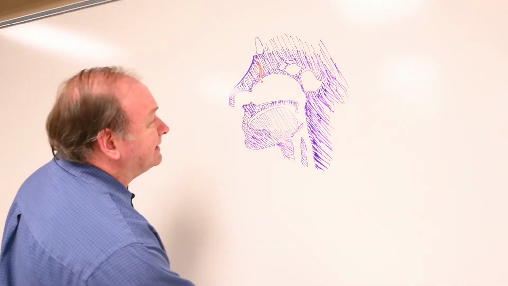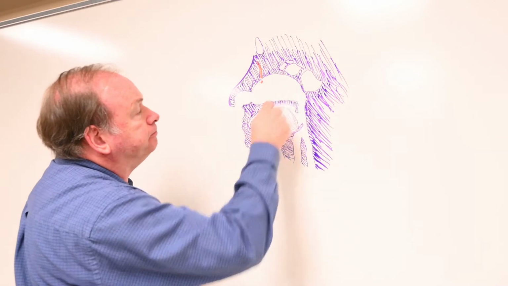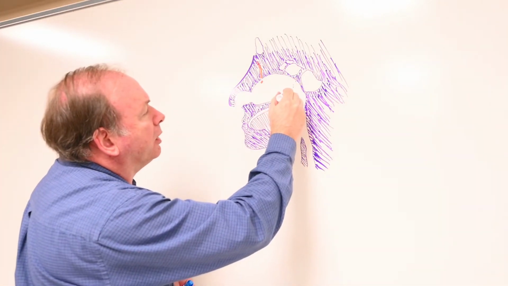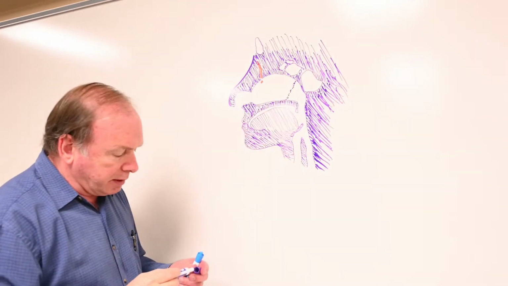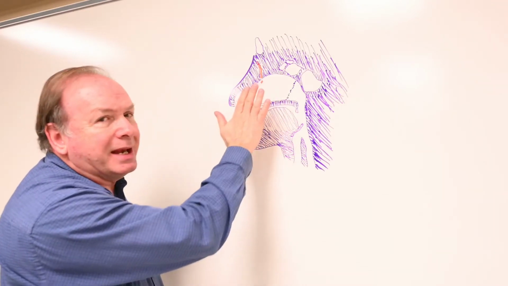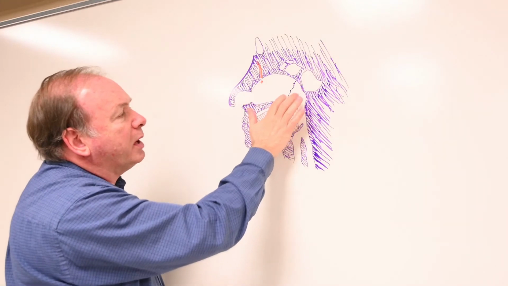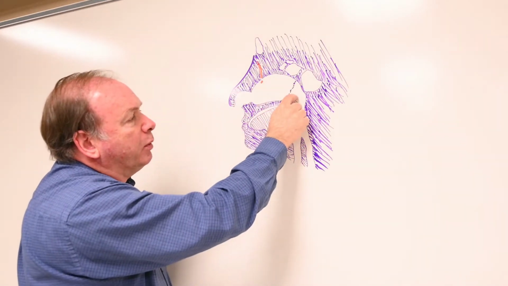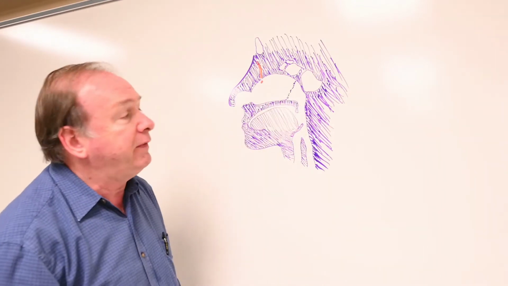The nasal passages extend back to a point about right through here. I'll make a little dotted line across there. That would be the point of the end of the vomer. So our left and right nasal passages are divided by the nasal septum all the way back to the end of the vomer. That's where the vomer stops. Beyond that point, we are above the soft palate in the region of the nasopharynx here.